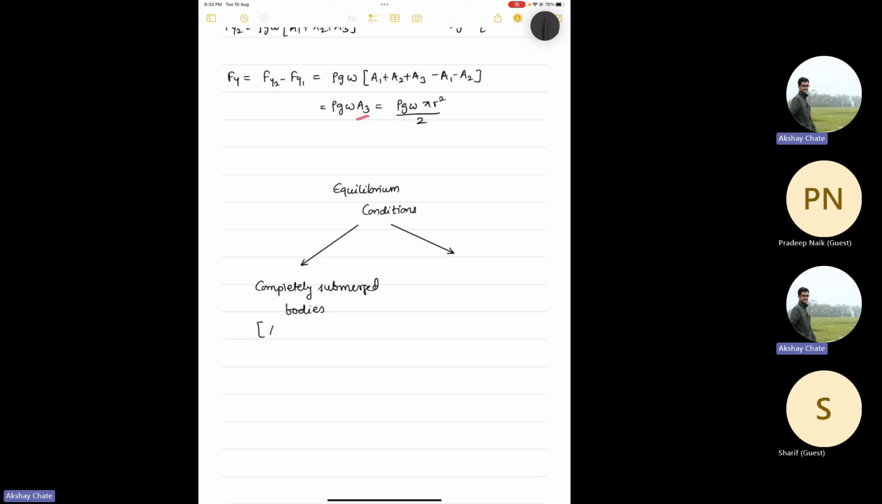Here only this Archimedes principle, that thing comes into picture.